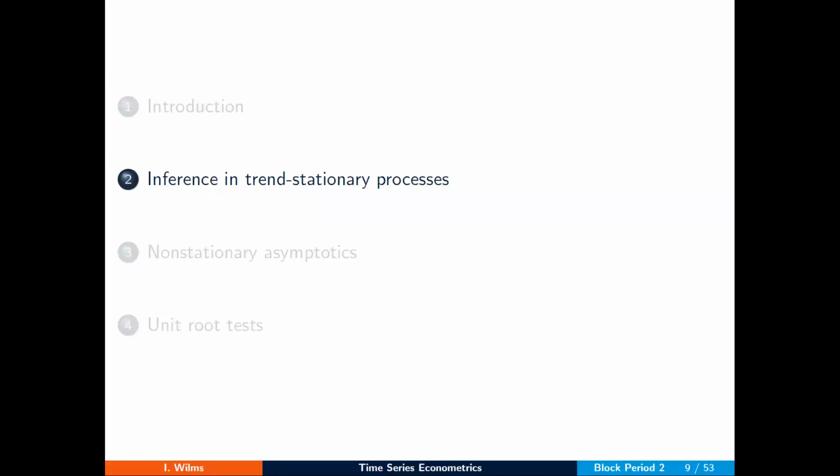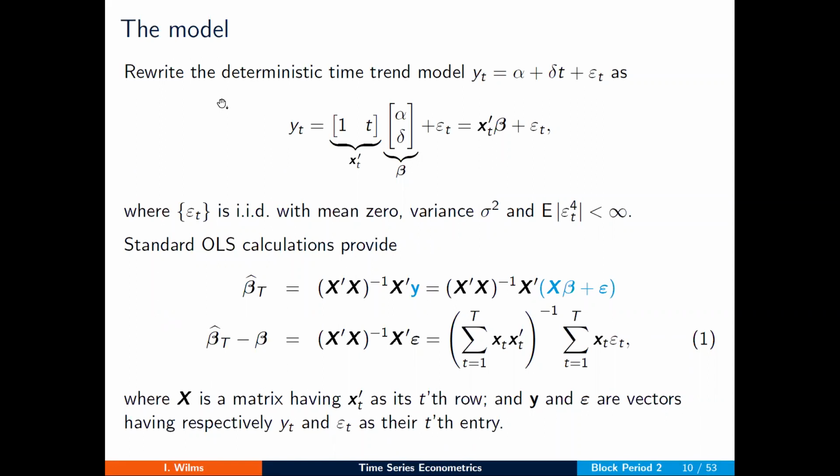In this video, we will start with inference for trend stationary processes. Let us start by rewriting the model equation of the deterministic trend model slightly over here, namely in matrix notation. Remember, in the deterministic trend model, we regress y_t on a constant alpha, a time trend, and we start with IID errors.